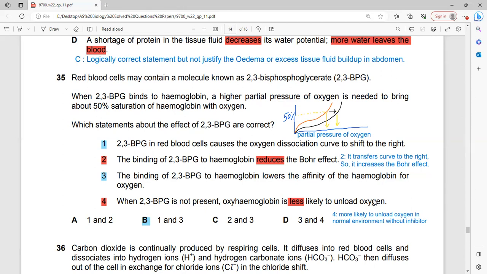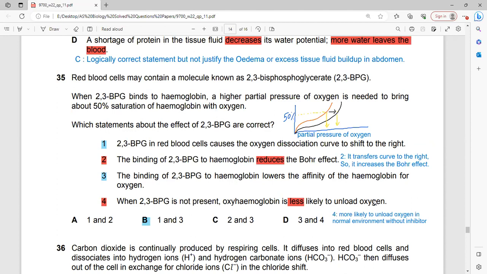We're going to see which option is correct. The 2,3-bisphosphoglycerate in the red blood cell causes the oxygen dissociation curve to shift to the right. Yes, it is shifting to the right. You can see the red curve is shifted to the black one. It's moving to the right, so it needs more oxygen to get 50% saturation. That's why it is a correct statement.